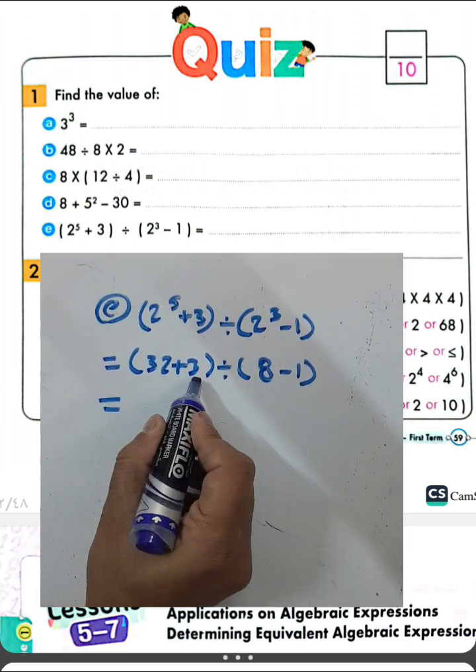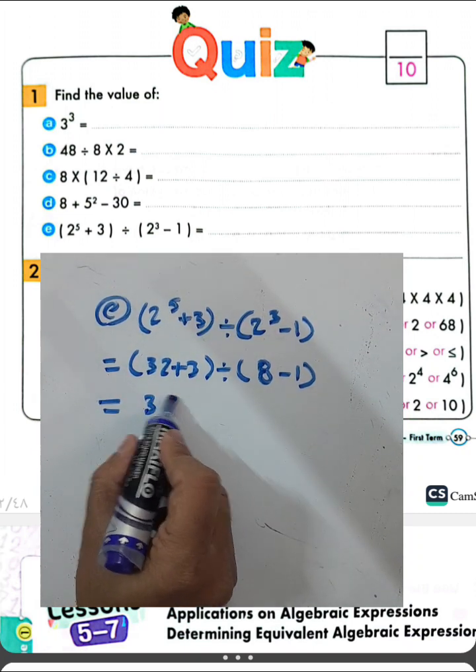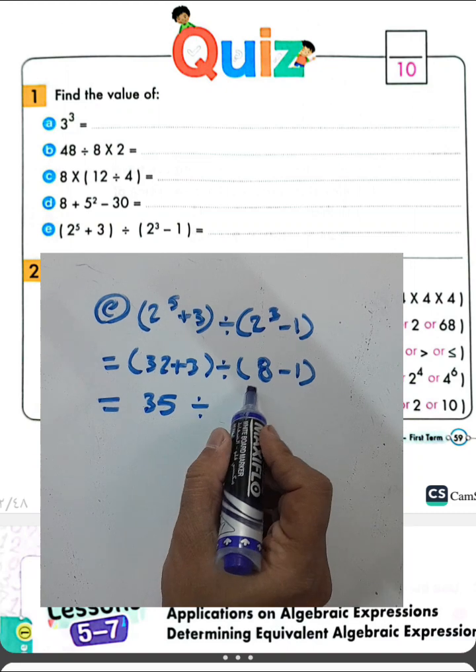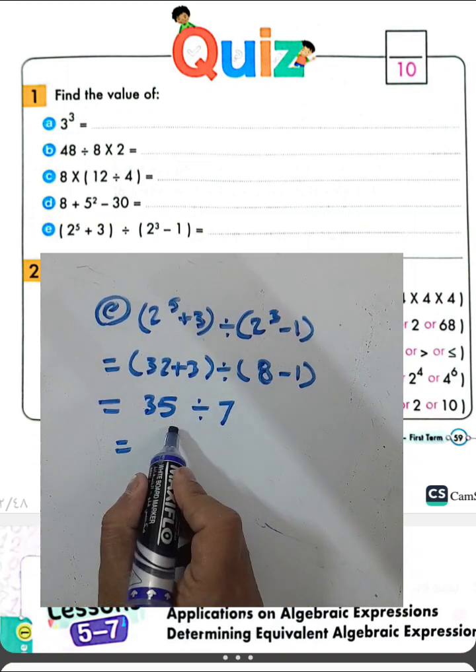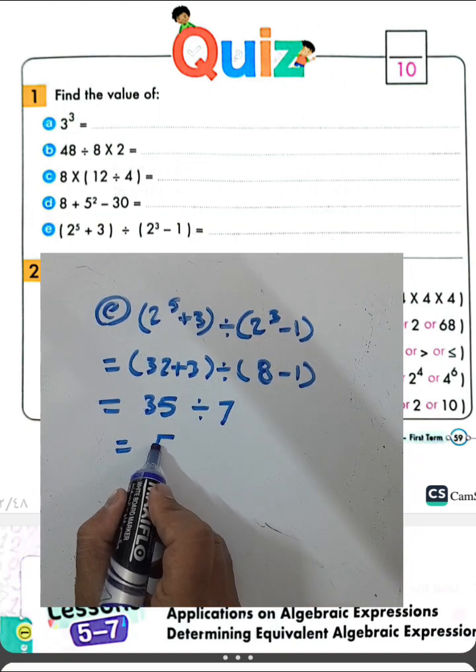32 plus 3 will be 35, divided by 8 minus 1, which is 7. 35 divided by 7 will be 5.